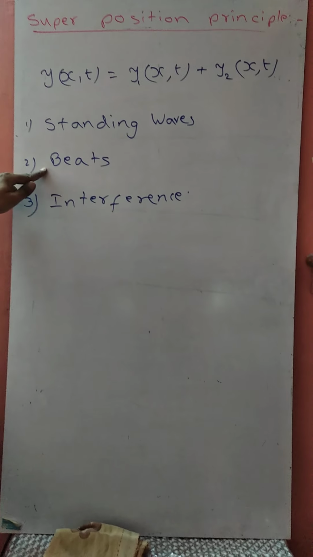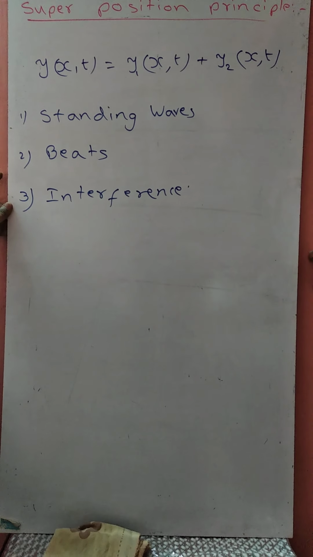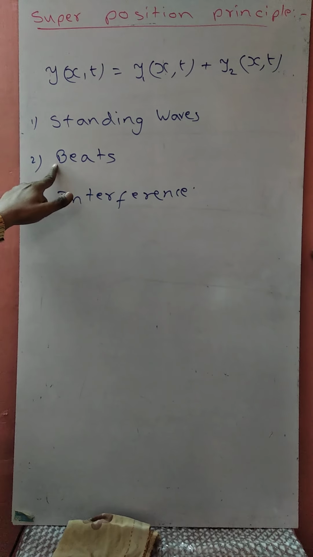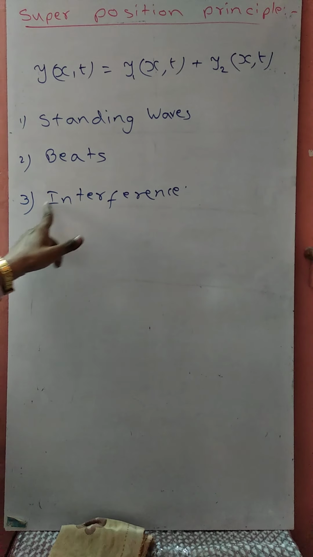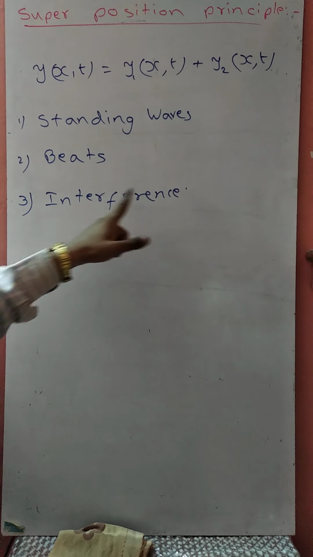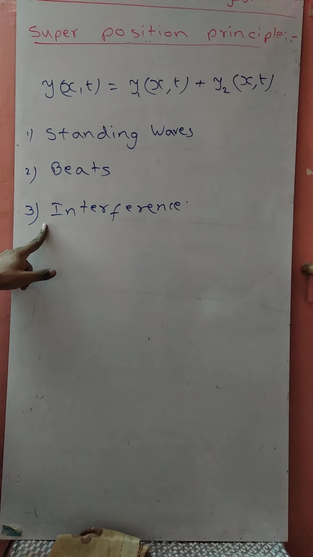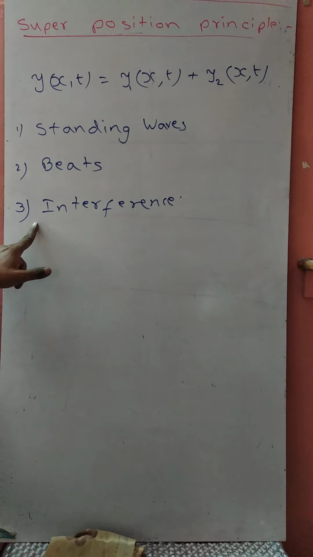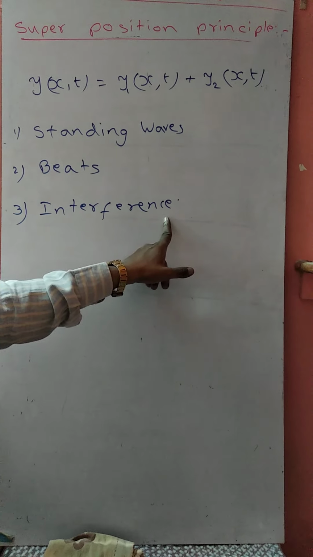Beats: if two waves of nearly equal frequencies moving in the same direction superpose on one another, they will give beats. As far as interference is concerned, if two waves of the same frequency and wavelength with zero or constant phase difference moving in the same direction superpose, they will give an interference pattern.